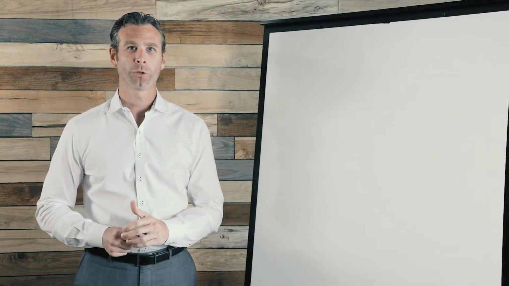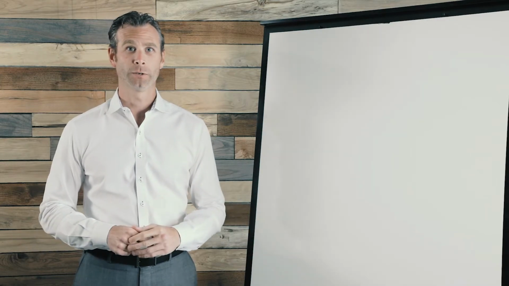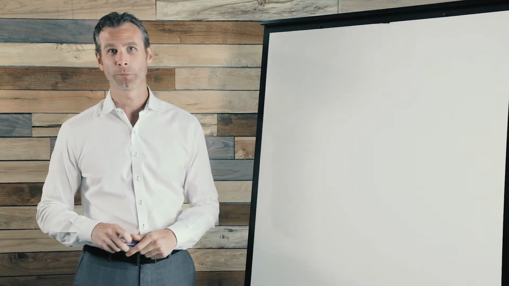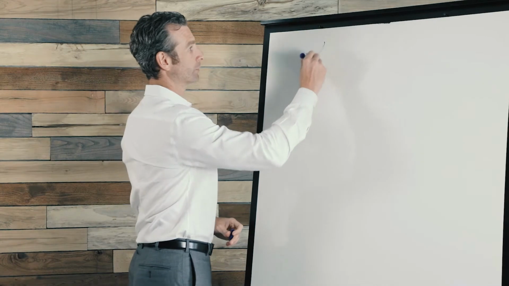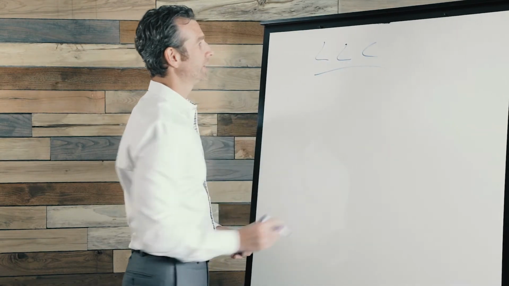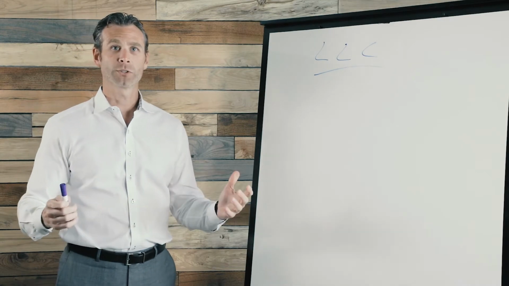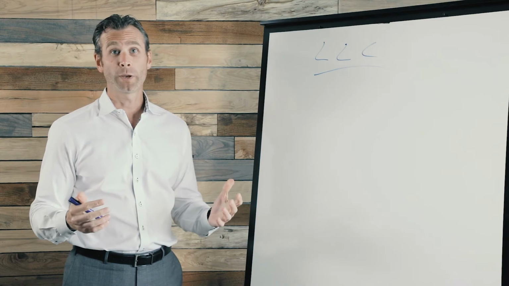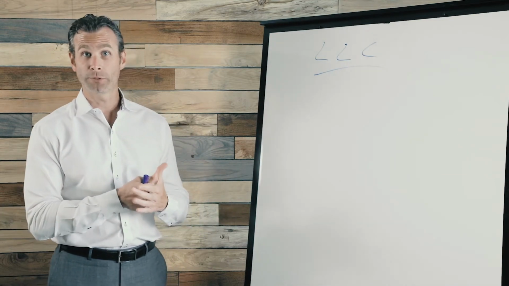I want to talk to you all about LLCs, limited liability companies. We've talked before about different types of entity structures, and I want to talk a little bit more in depth about limited liability companies. A limited liability company, which is an LLC, is an entity that is created whenever you're starting a business. It's one of the entity selection options that you have, and it's used basically to isolate some of the liability you have as a business owner.